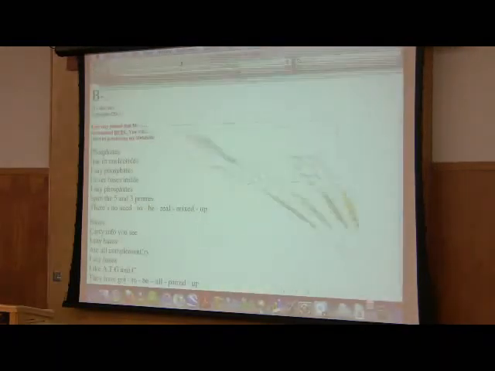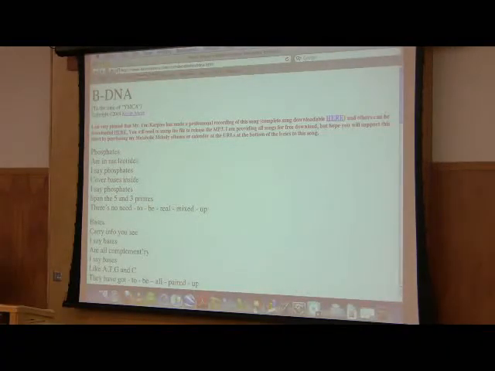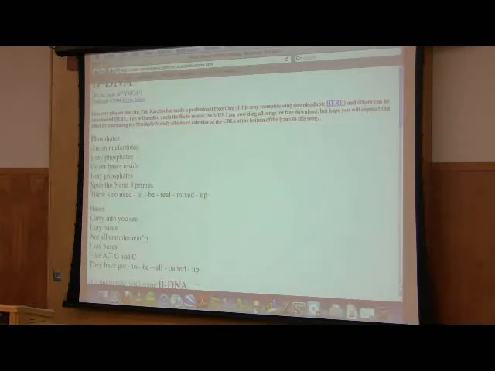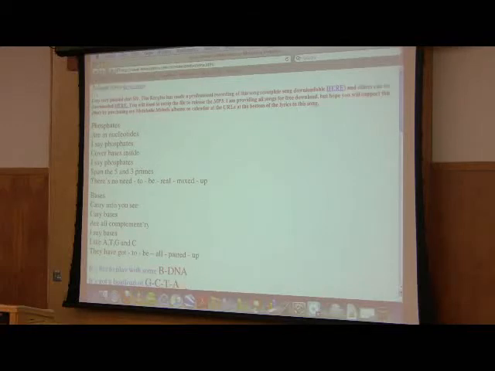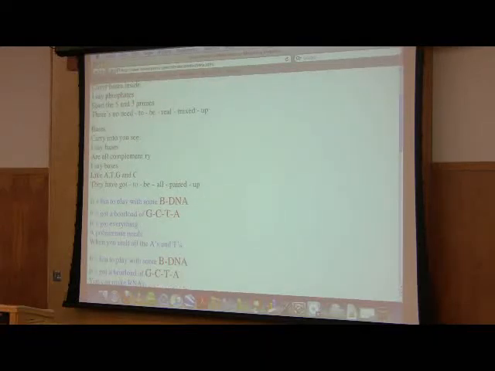It's called B-DNA. Phosphates are in nucleotides, I say. Phosphates cover bases inside, I say. Phosphates span the 5 and 3 primes. There's no need to be real mixed up. Bases carry info, you see, I say. Bases are all complementary, I say. Bases like A, T, G, and C, they have got to be all paired up. It's fun to play with some B-DNA.